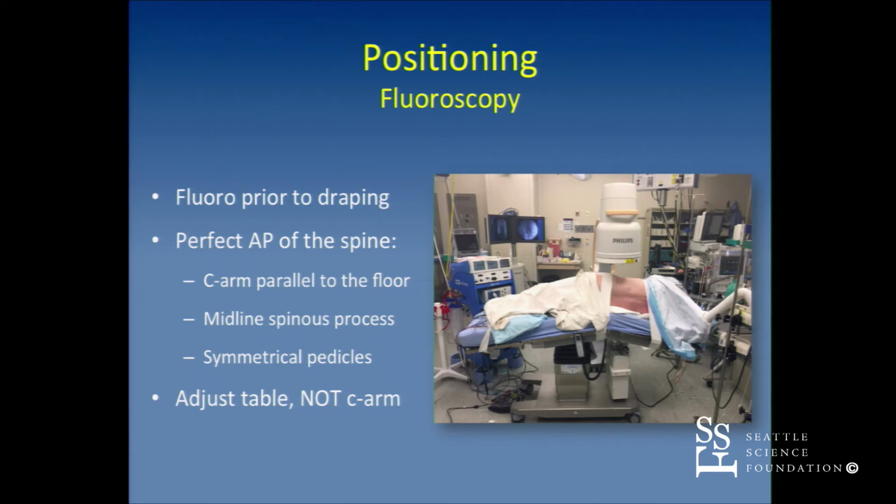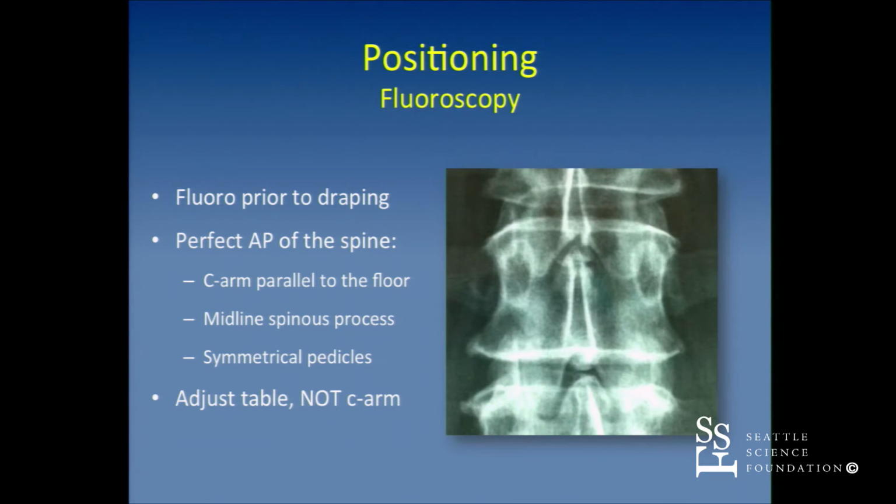So what I'll do next is I'll have the C-arm come in parallel to the floor to obtain a perfect AP of the spine. To obtain that, I want a midline spinous process and symmetrical pedicles as you see here. To achieve that, I don't move the patient on the bed, I move the bed itself by tilting or airplaning the bed. Sometimes if the patient's kind of cattywampus on the bed or you have a very irregular curve to the spine, you may find you have to tilt the bed significantly in order to obtain that perfect AP with the C-arm parallel to the floor.